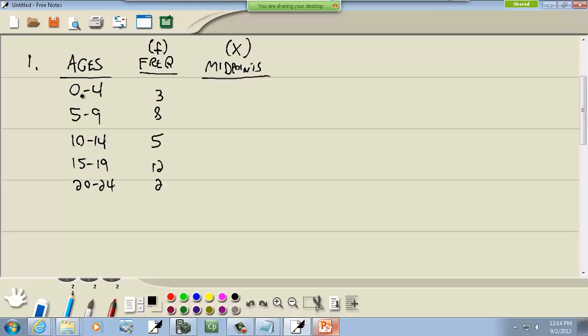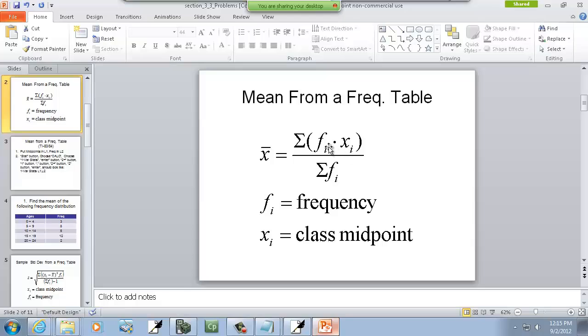Well, midpoint, remember, we take the lower class limit of this class plus the next one. So we have 0 plus 5, and then we divide by 2. That gives us 2.5. Now we can use our class width very easily to come up with the other ones. See how this goes from 0 to 5 to 10. It's adding 5 over and over. So 2.5 plus 5 gives us 7.5. Plus another 5 gives us 12.5, then 17.5, then 22.5. So those would be our midpoints.